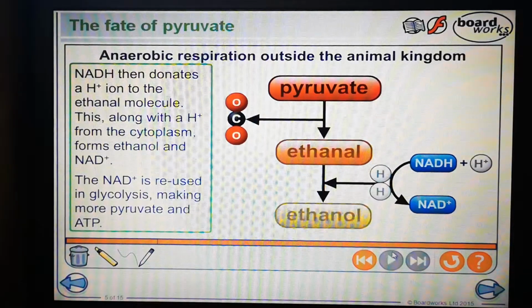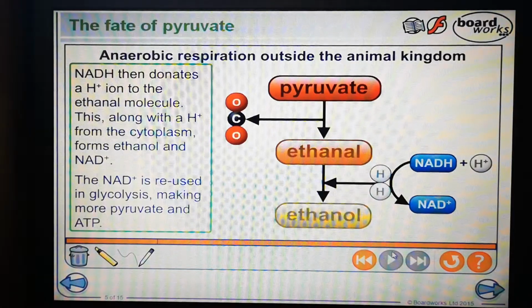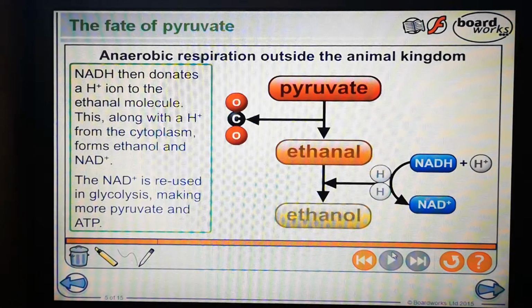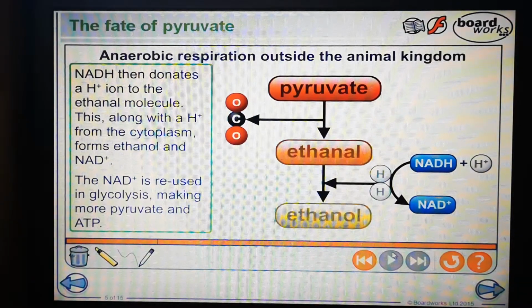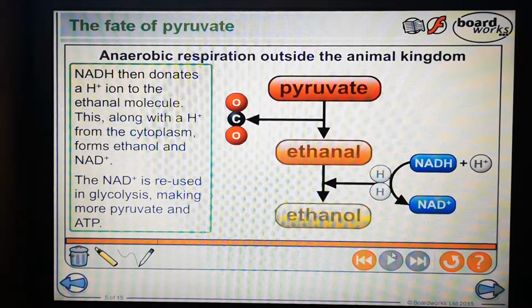This happens in a yeast cell, so this is obviously outside of an animal cell. It will also happen in a plant cell as well. So your pyruvate loses a molecule of carbon dioxide, so decarboxylation. That turns it into ethanal, and then your ethanal is going to gain a hydrogen, and that's thanks to the reduced NAD that obviously was formed in glycolysis.